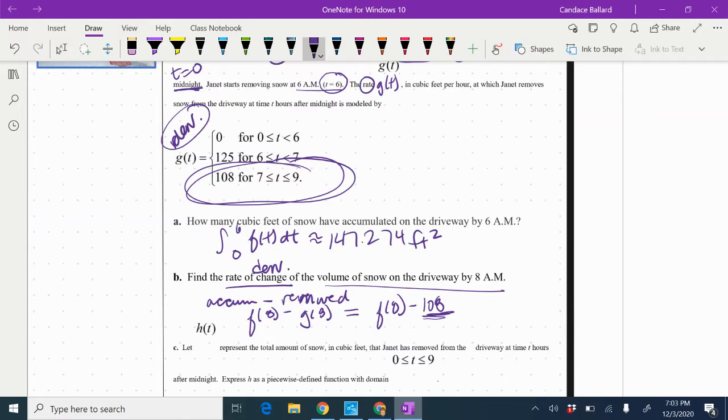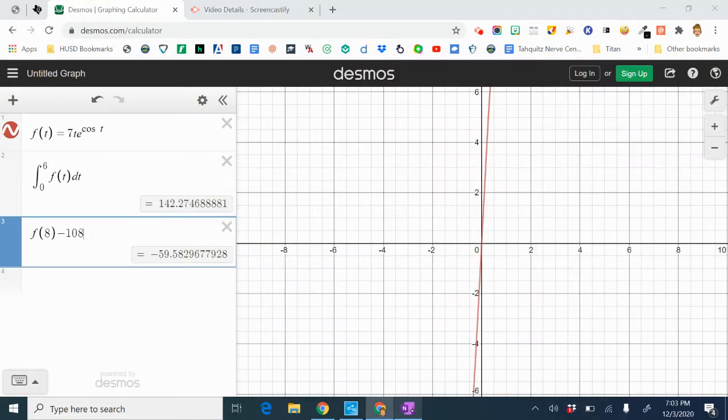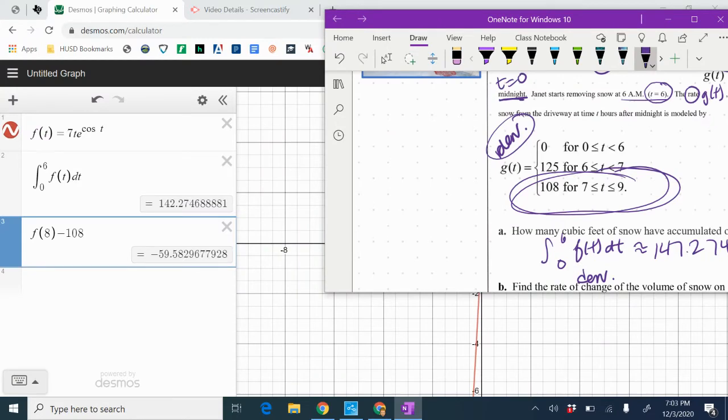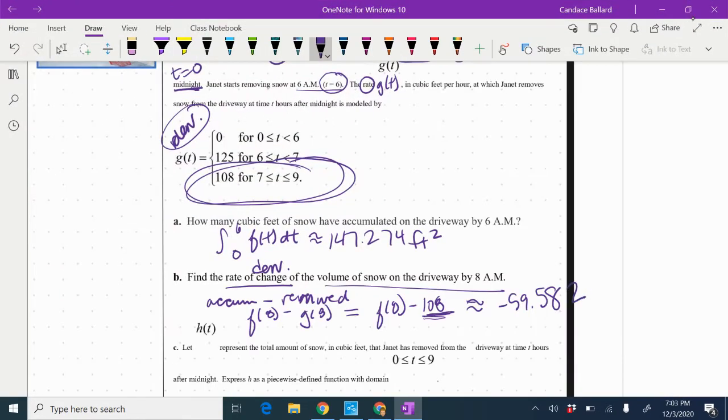59.582. So we would say that this is approximately negative 59.58. It was 582, right? 582, and this was in feet cubed per hour.